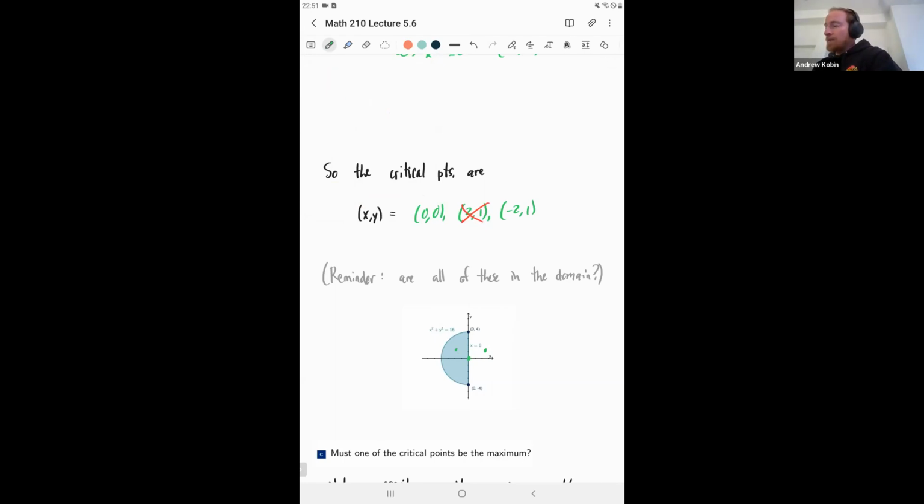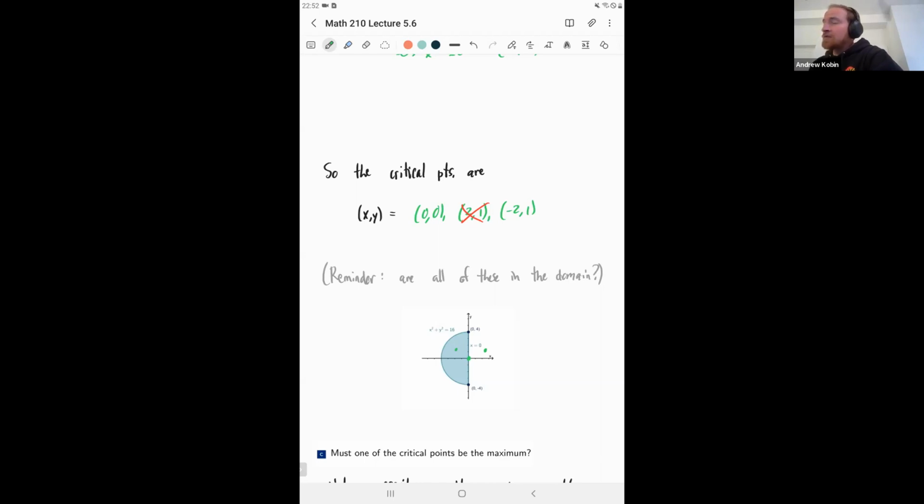And at this point, we could classify these as local max or min using the second derivative test. I think I'm actually going to leave that as an exercise for you. It's good to just work through that second derivative test theorem on your own, computing the discriminant for each of these points. If it's positive, it has to be max or min, and you can use the second derivative in the x or the y direction to determine what the concavity is.